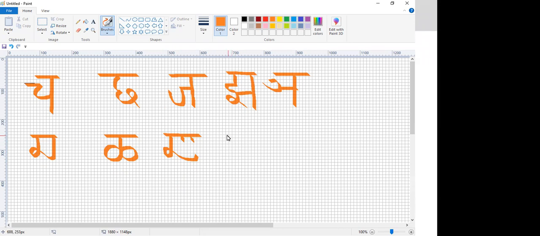Then next was j. Here I also told you that this is a slight triangle, and when you do this, don't keep it so long and don't keep it so short also. Try to keep it slightly less than half of it.